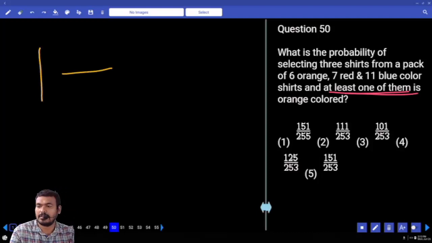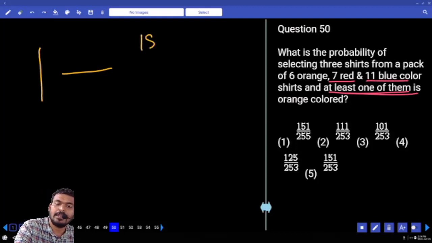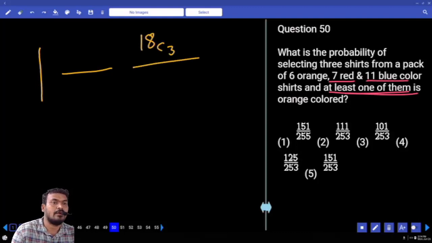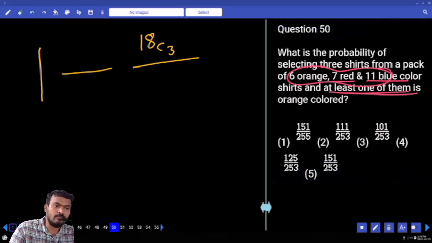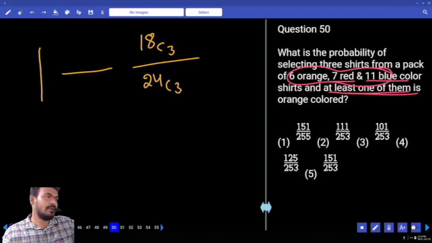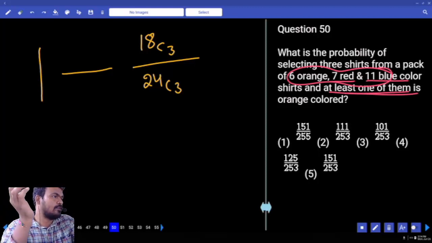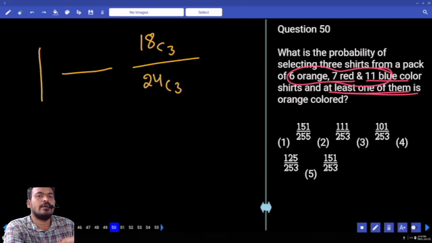Other than the orange means how many red shirts are there? 7. How many blue are there? 11. 7 plus 11, 18. Then we write 18 C 3 by what are the total shirts? 24. Then we write 24 C3. Other than the 1, what is the 1 value? Total probability. 18 C3 by 24 C3 is the other than the orange value. Total probability minus other than the orange, we get the at least 1 orange. At least 1 orange means minimum 1 orange, maximum 3.